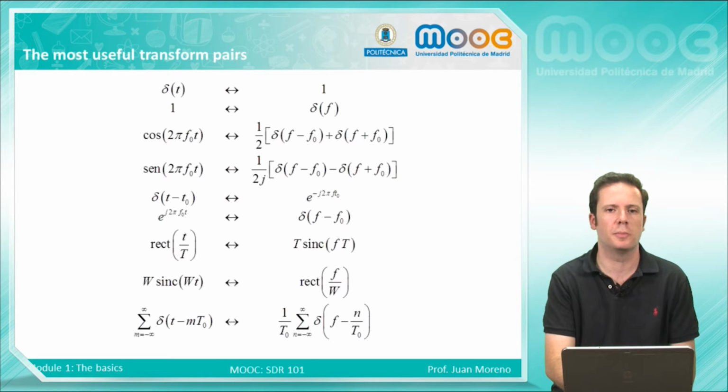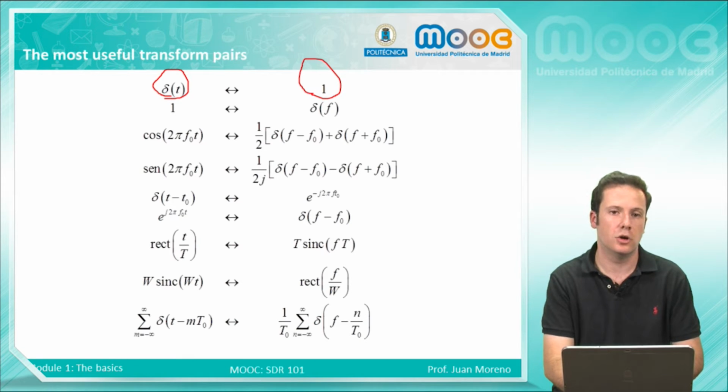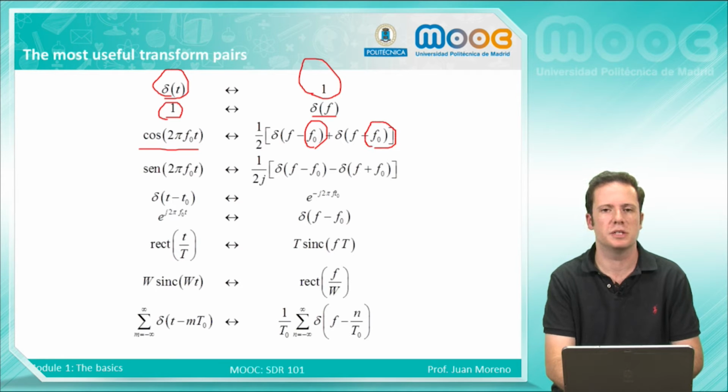Going back to the transform pairs, the transform of the Dirac delta is 1, a constant. And also the transform of 1 is a Dirac delta in frequency. The transform of a cosine will be 2 impulses, one centered at f0 and the other one at minus f0. And also, very important when we talk about sampling, a train of impulses in time will be a train of impulses in frequency.